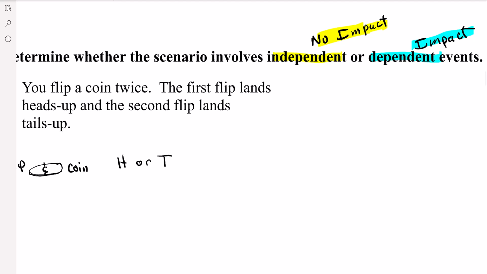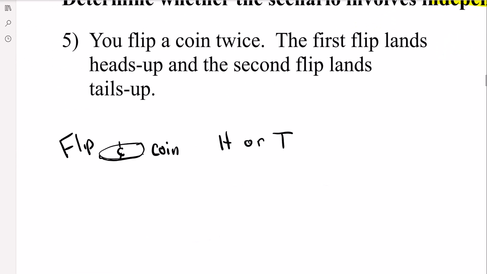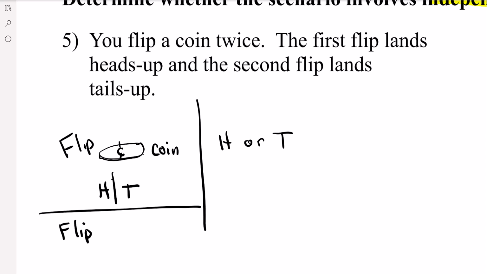So independent means the first event has no impact on the second event. So if you flip a coin, you're either going to get heads or tails. If you flip a coin the second time, you'll either get heads, but these two are not related. Just because you get a heads here, it has no impact on that. So this would be independent.